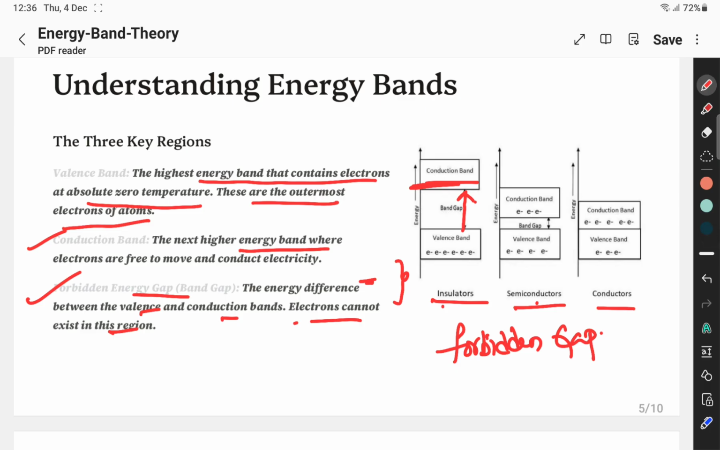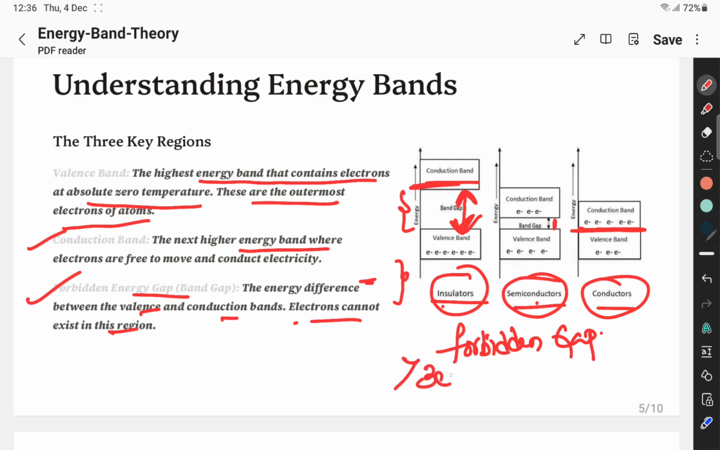Now, if there is no gap at all, then that material is said to be a conductor. If a little gap is there, then it is a semiconductor. If the energy band gap is very wide, a large band gap, like more than 3 electron volts, then it is an insulator. It will not conduct electricity.